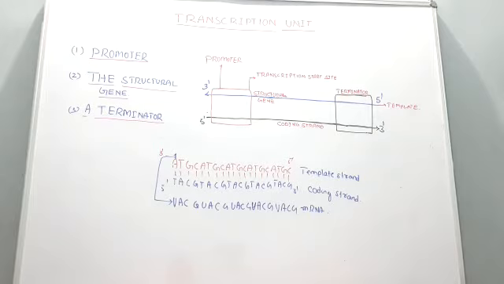Let us see. What is template strand? It is a strand of the DNA on which the messenger RNA is synthesized, that is called the template strand. I will repeat the sentence once again. It is a strand of the DNA on which the mRNA is synthesized, that is called the template strand. Okay. Now what is coding strand?